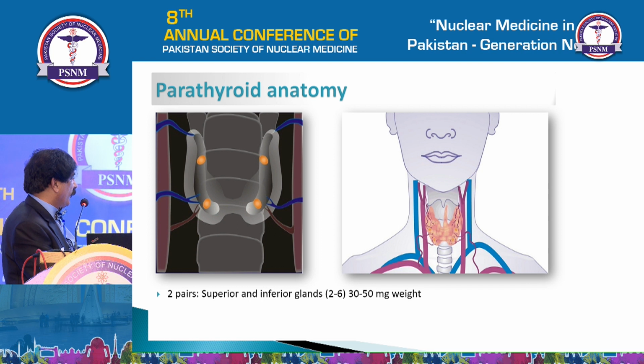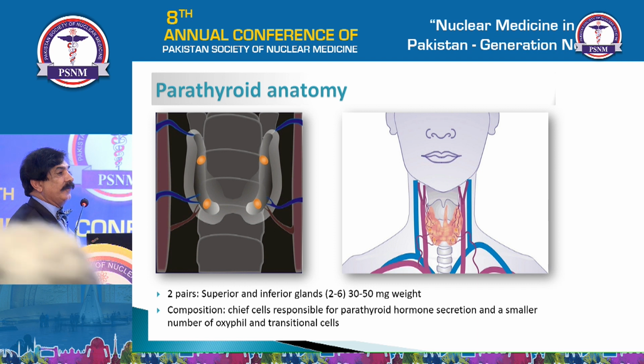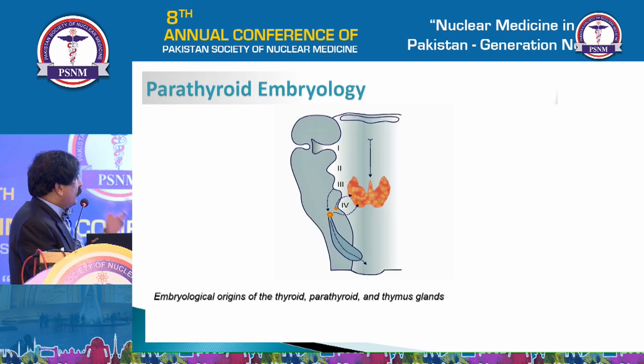Parathyroid anatomy, as we know, there are two pairs of parathyroid glands, superior and inferior, 2 to 6 in number, 50 grams in weight, and they are mainly composed, and I want to underline this fact, of chief cells which are responsible for parathyroid hormone secretion, and a smaller number of oxyphil and transitional cells. The oxyphil cells are what are imaged by sestamibi, not the chief cells. So this is a very strong point to note at this point.